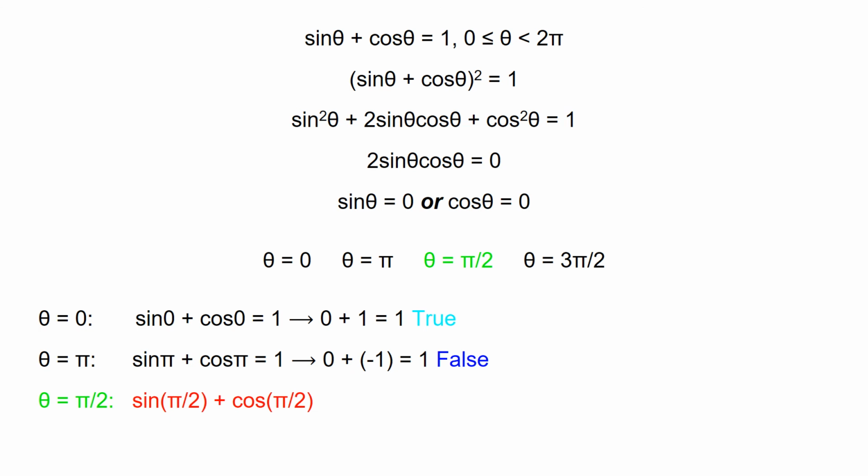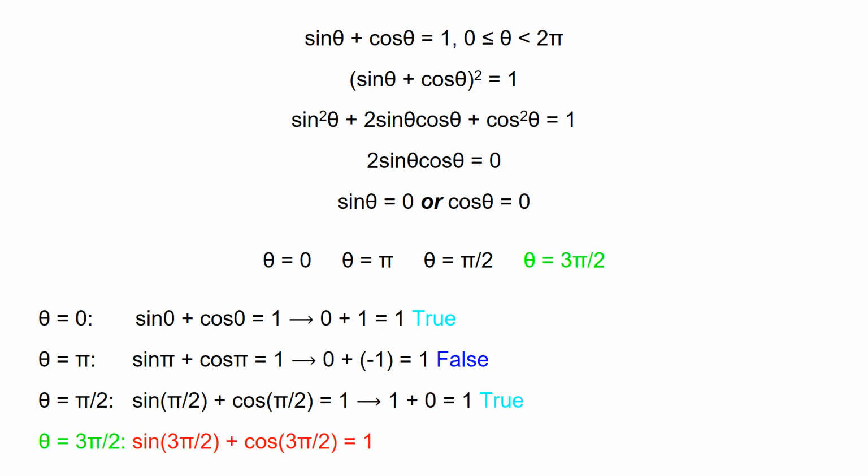Next, we let theta equal pi over 2. The sine of pi over 2 is equal to 1, and the cosine of pi over 2 is equal to 0, making the statement true. So theta equals pi over 2 is a solution for this equation. Last, we let theta equal 3 pi over 2. The sine of 3 pi over 2 is equal to minus 1, and the cosine of 3 pi over 2 is equal to 0, which means 3 pi over 2 is not a solution. We see that the solution set for theta is 0 and pi over 2.